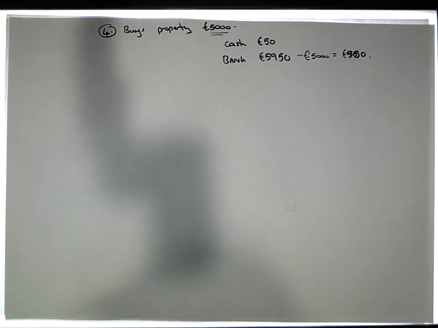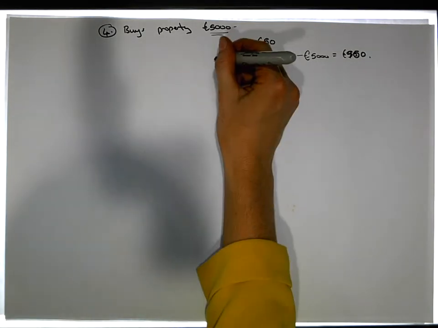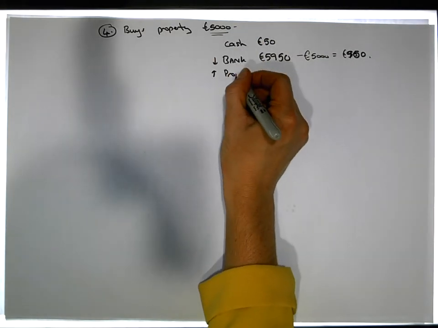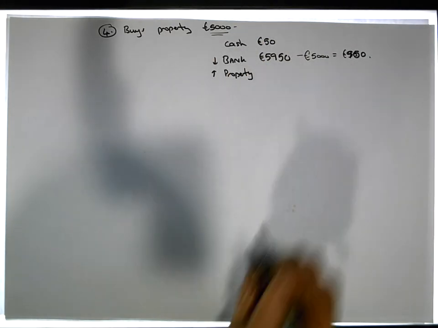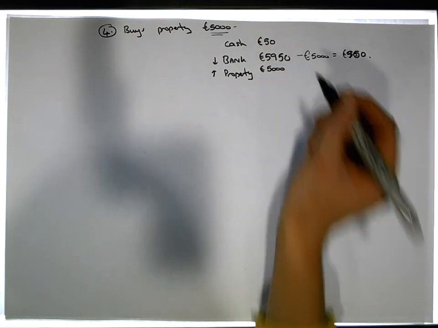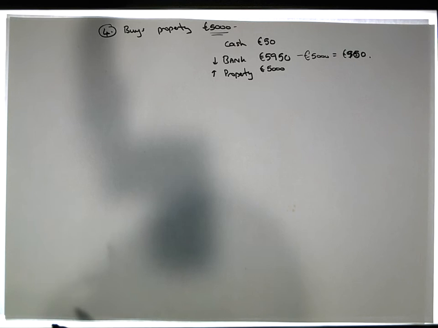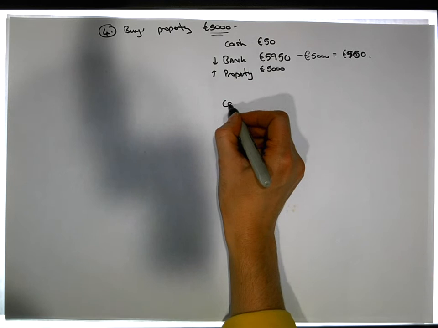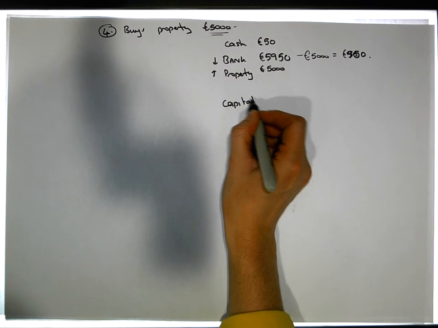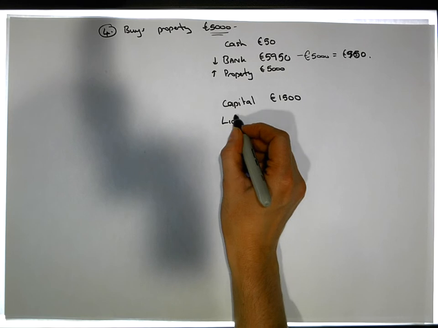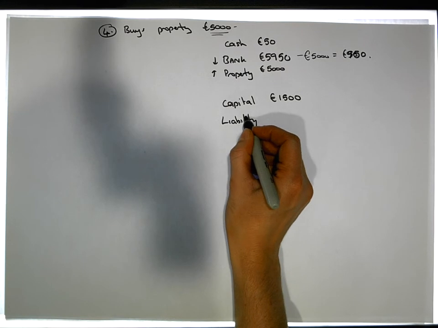But now what do we have? Our bank has gone down, but we now have a property asset as a result of this transaction. So our property value is going to be put in at 5. So again, we're converting one asset, i.e. the bank, into another asset, i.e. the property. Our capital hasn't changed. It is staying at 1,500. And our liability hasn't changed as we haven't repaid the bank.